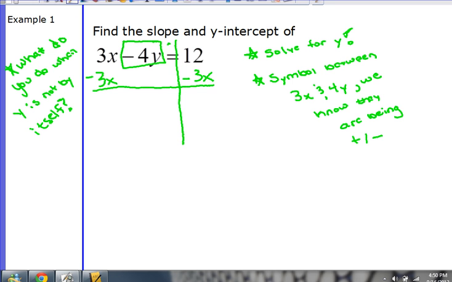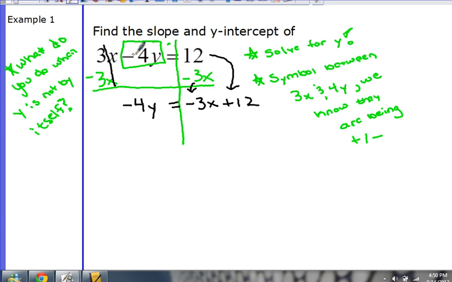So then, what are we left with? The 3x's cancel out, and the negative 4y drops down. Remember from chapter 3, since these are not like terms, they drop down separately. So the negative 3x and the 12 drop down separately. I want the negative 3x to drop down first because in y equals mx plus b, the x term comes before the non-x term.